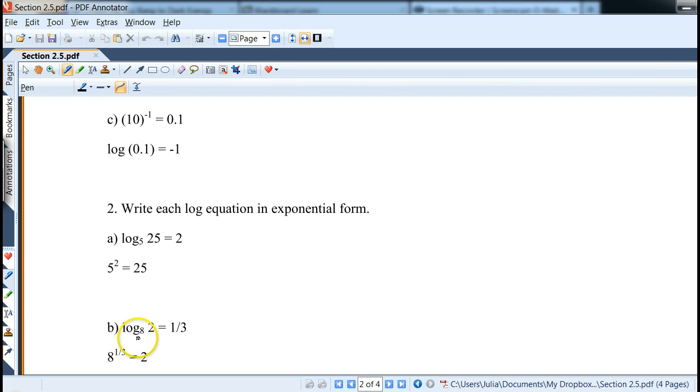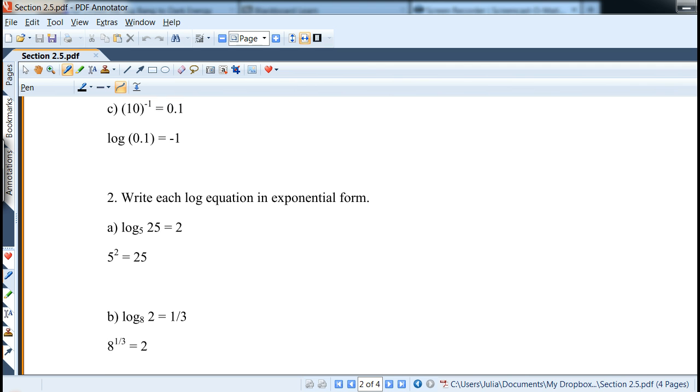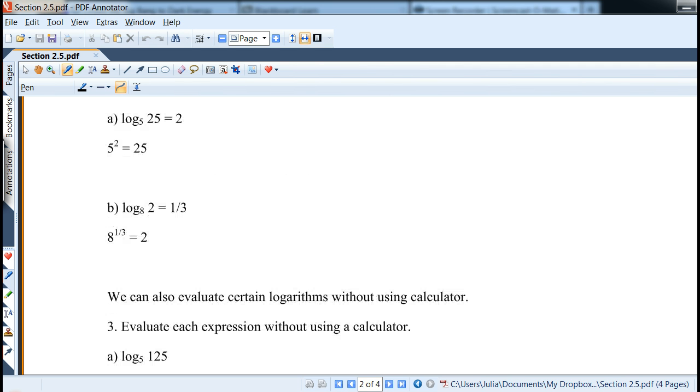Same idea, log base 8 of 2 equals 1/3, which is a radical actually. 8 to the power of 1/3 is equal to 2. Okay? We can also evaluate some logarithms without using a calculator. That's generally true if your base and the log is actually some power of the base.